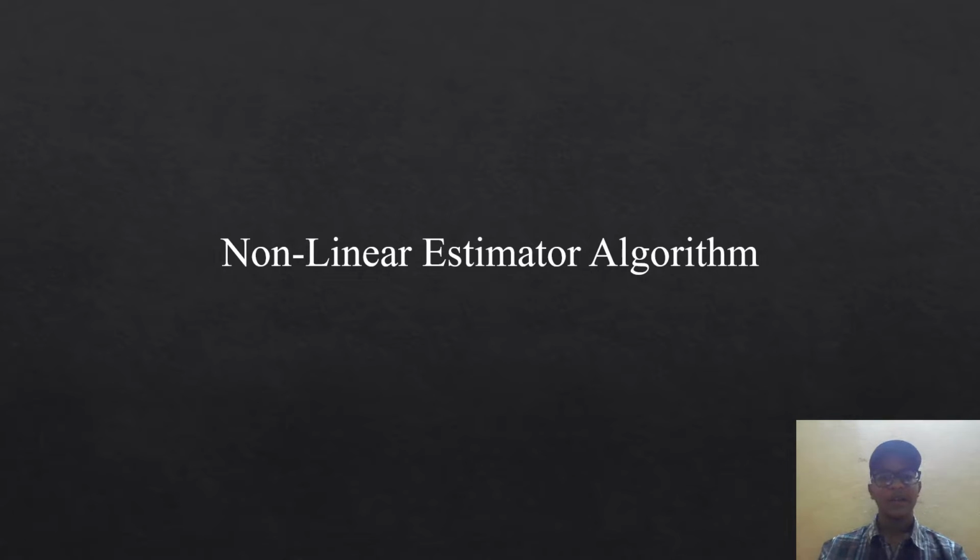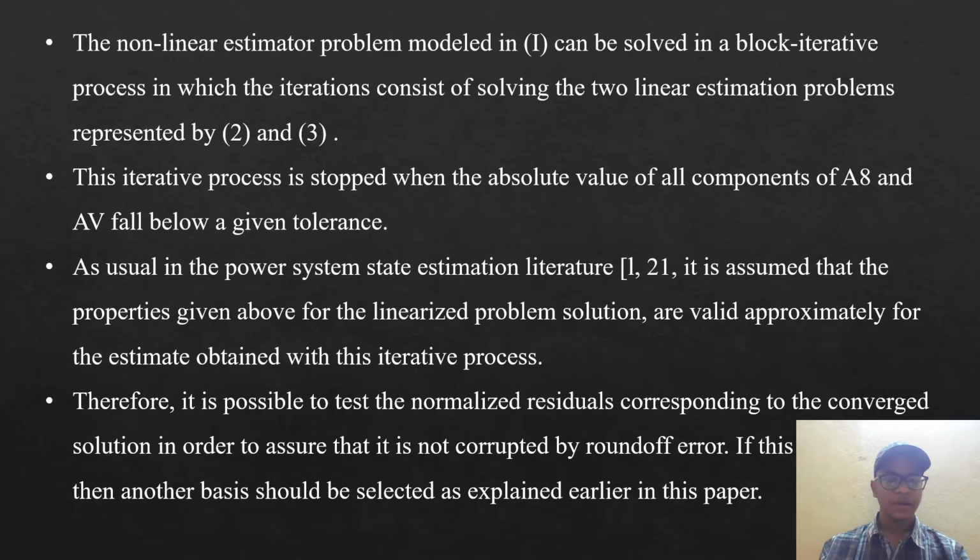Non-linear estimation algorithm. The non-linear estimation algorithm is modeled in one and can be solved in a block iterative process in which each iteration consists of solving the two linear estimation problems represented by 2 and 3. The iterative process is stopped when the absolute values of the components of delta theta and delta V fall below the given tolerance. As usual in the power system state estimation literature, it is assumed that the properties given above for the linearized problem solution are valid approximately for the state obtained by this iterative process.